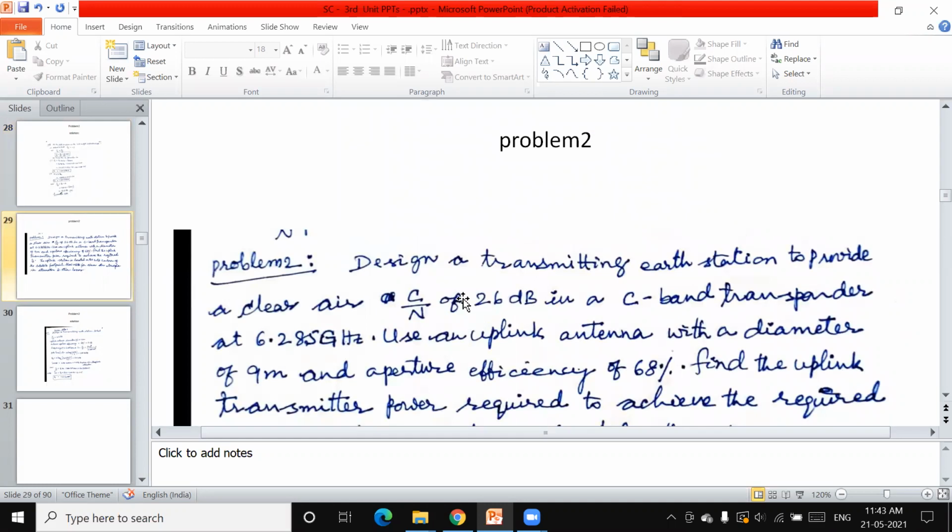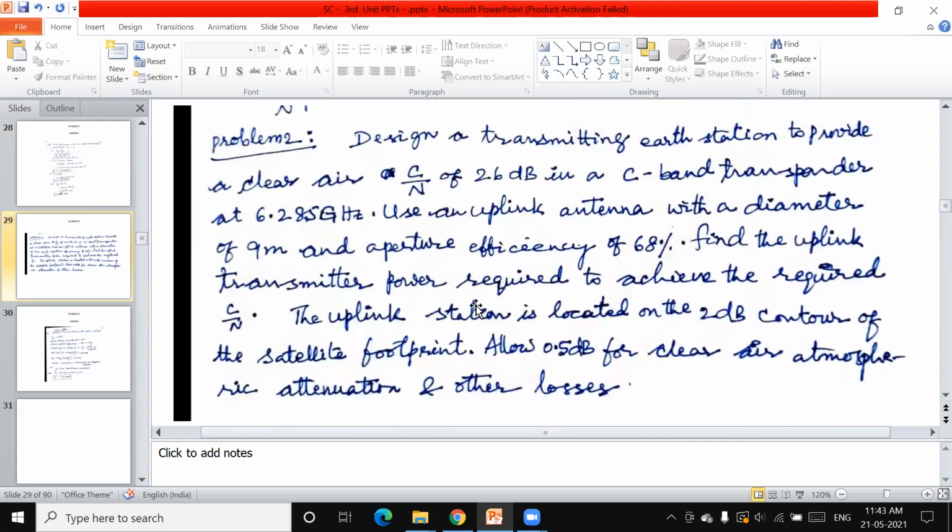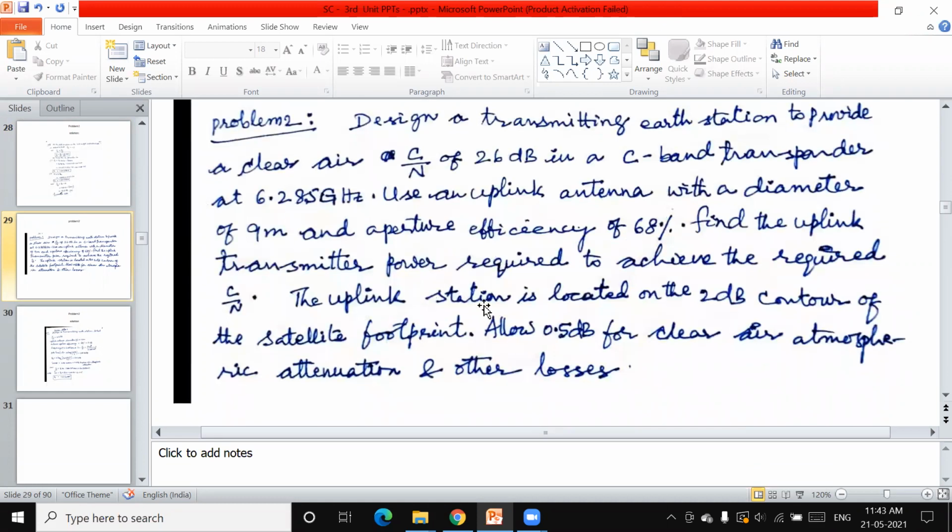Problem number 1. And problem number 2 is, please, all of you go through that problem again after this class. And now I'm going for the second problem.